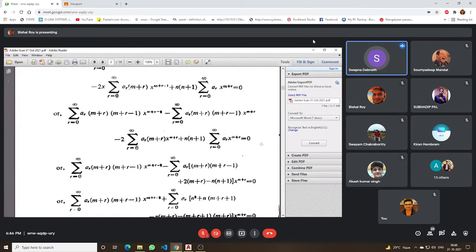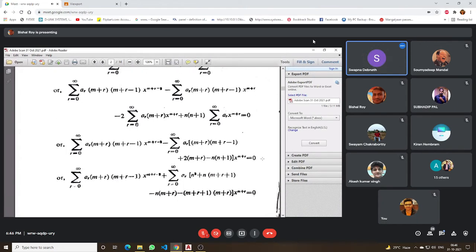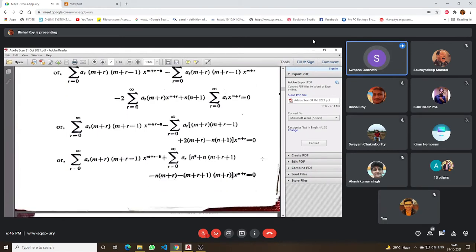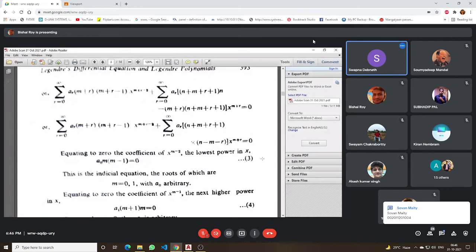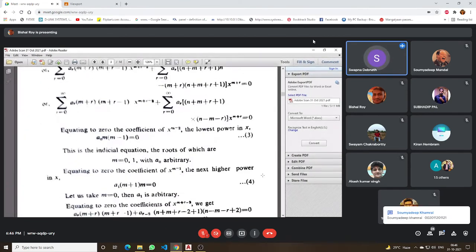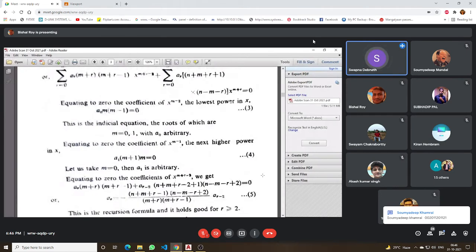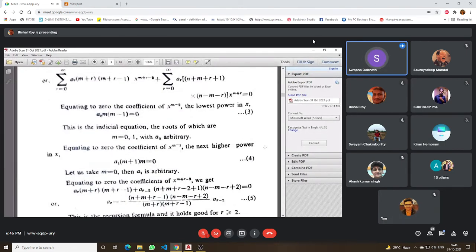First, x to the power m plus r minus 2, and we simplify all the terms. Just simplifying, we get this equation. Now this is the equation after simplification. Now what the next step will be: equating to 0 the coefficient of the lowest power of x.